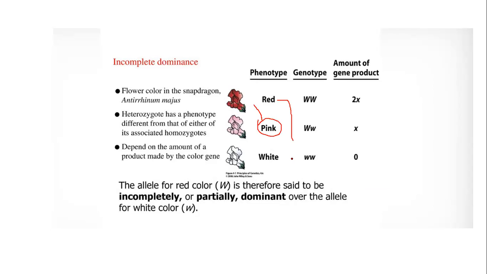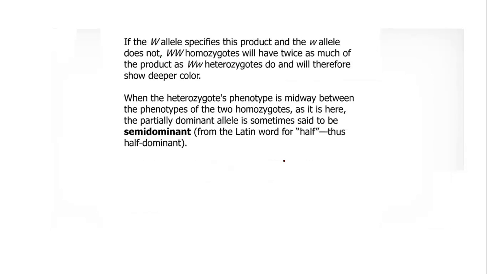So we can say during the partial dominance, or incomplete dominance, or semi-dominance, the intensity of the product is dropped down. The intensity of the product is lowered, or there may be a different intensity of the product. When the heterozygote's phenotype is midway between the phenotypes of the two homozygotes, as it is here, the partially dominant allele is sometimes said to be semi-dominant.